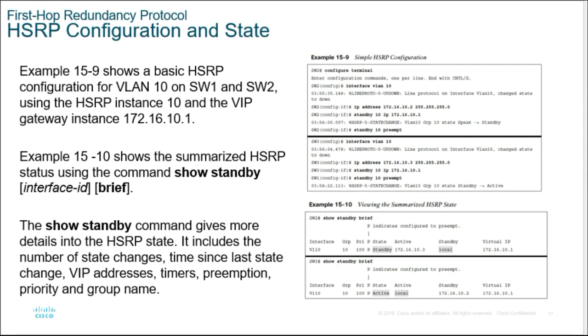To verify the configuration, we use the command show standby brief. So the output on switch 2 indicates that it is a standby router for this group, number 10, or it represents the HSRP group for VLAN 10. And the active router is on switch 3.